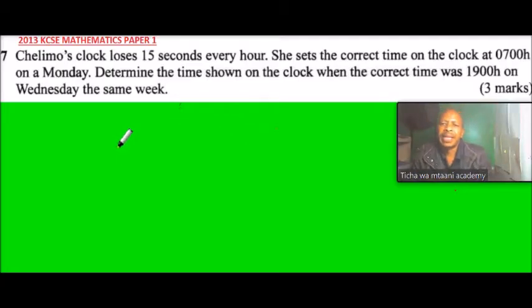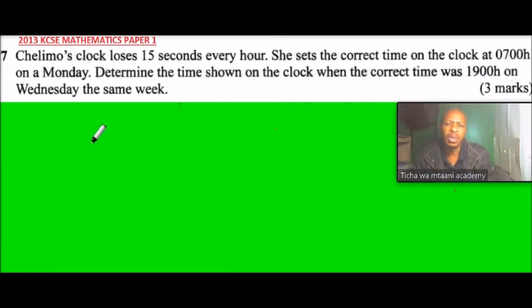So question number 7. Cherimo's clock loses 15 seconds every hour. She set the correct time on the clock at 0700 hours on Monday. Determine the time shown on the clock when the correct time was 1900 hours on Wednesday the same week. So this is the 12-hour clock system, and we need to know the number of hours from Monday at 0700 to Wednesday at 1900 hours.